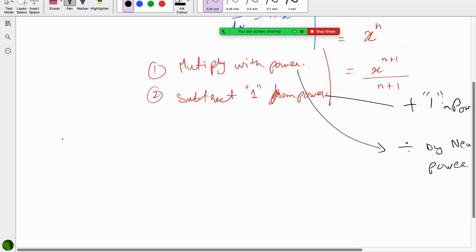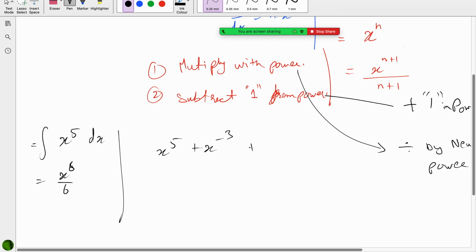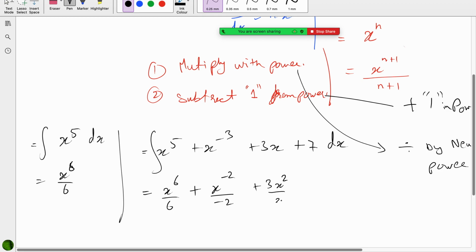Example, if we have x raised to the power 5 and we have to integrate this, this is the sign for integral, so power plus 1 divided by power. If you have x raised to the power 5 plus x raised to the power minus 3 plus 3x plus 7, and you have to integrate this with respect to x, you will get x raised to the power 6 over 6: power plus 1 divided by power. Next term, power plus 1 divided by power.